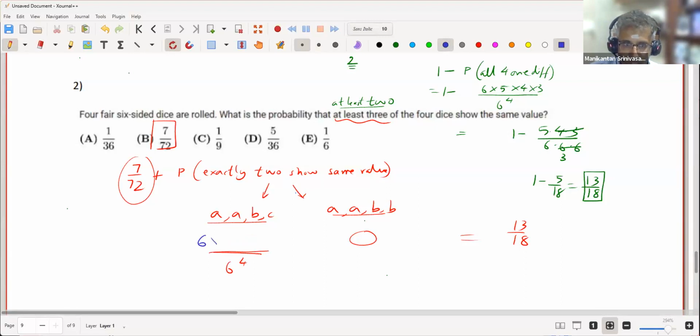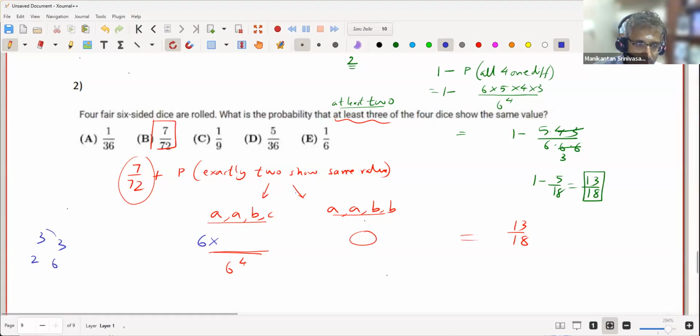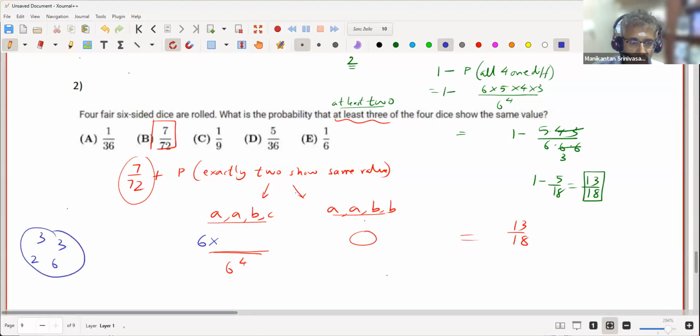Having decided which number is going to appear twice, let's say we decided that 3 has to appear twice, and then we'll have the number 2 and we'll have the number 6. These are our chosen numbers. To choose 3, it could have been 4 or it could have been 5, so that's 6 ways.